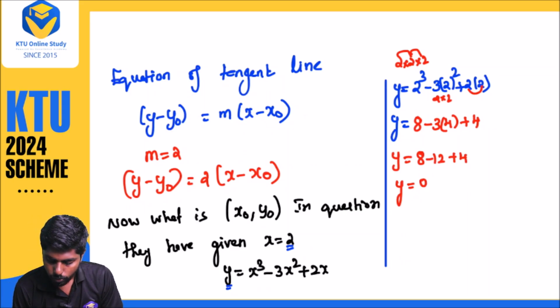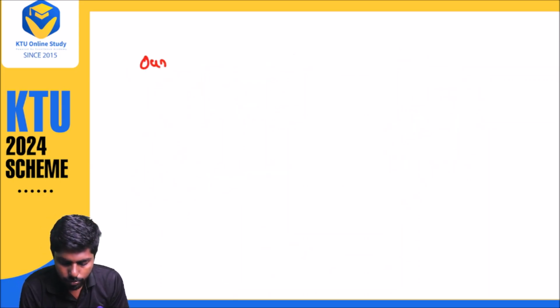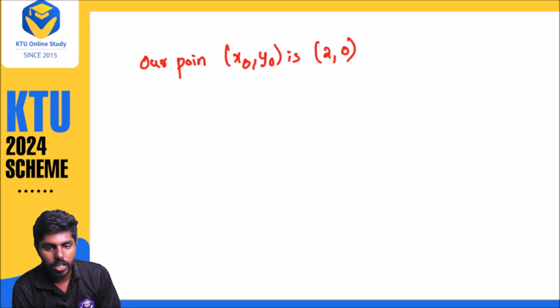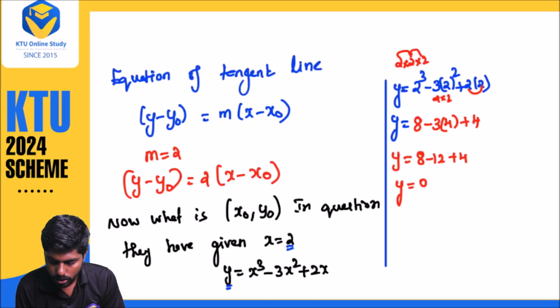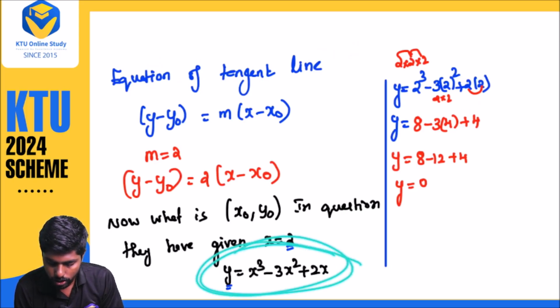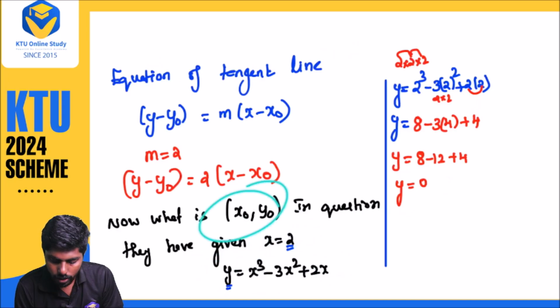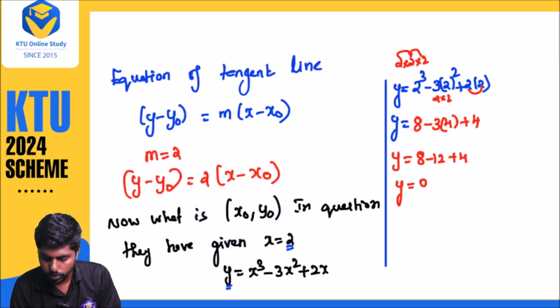So our point x naught comma y naught is nothing but 2 comma 0. When we substitute the value, we get y is equal to 0, and in the question they have given x is equal to 2. From here we have found x naught comma y naught.